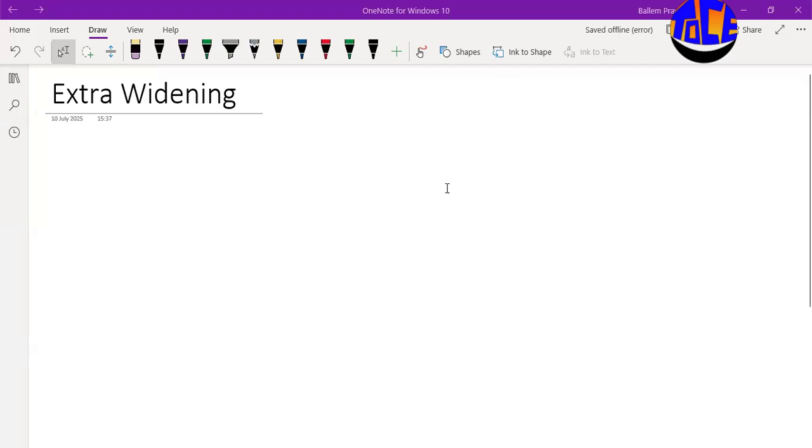Let us discuss extra widening from transportation engineering. This extra widening is usually provided at horizontal curves. At horizontal curves, extra width is provided for the road compared to the straight path. This extra width we call extra widening.